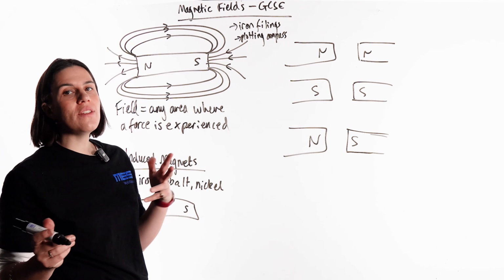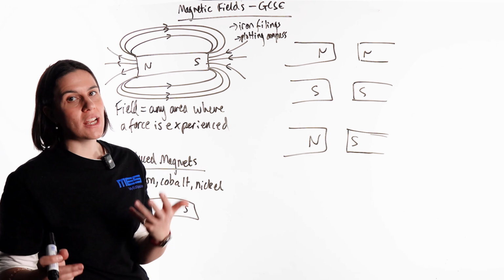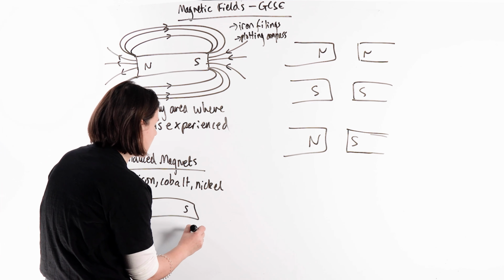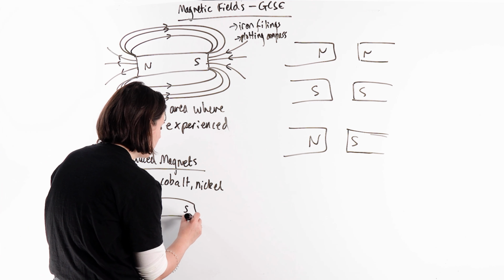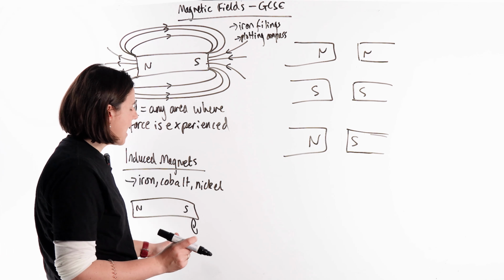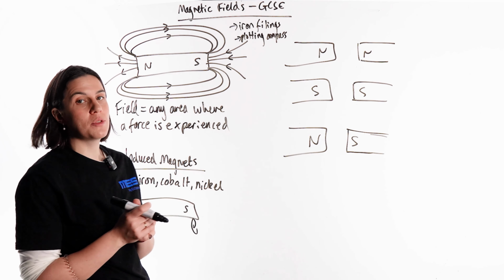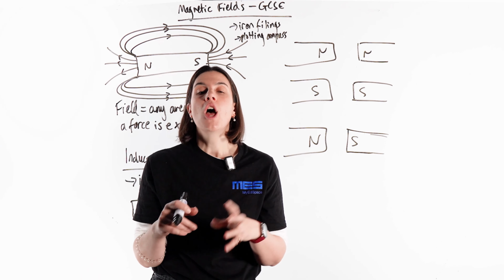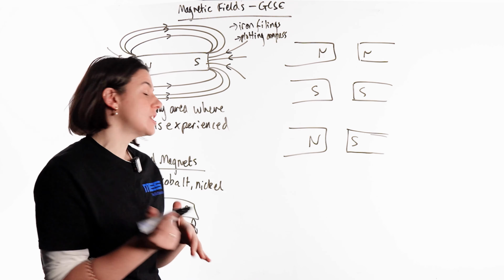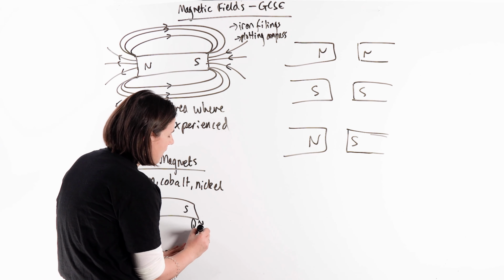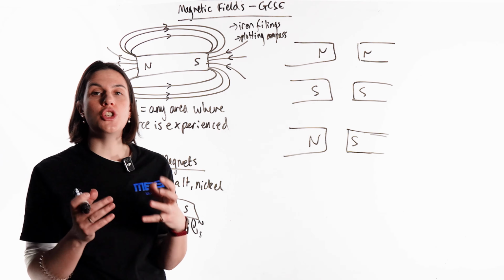Now, the way that these guys become magnetised is they become what we call induced magnets. So if I've got, let's say, an iron paperclip, and I put it in the magnet's magnetic field, it's going to cause my paperclip to become what we call an induced magnet. So it becomes a mini magnet all of its own. So if it's attracted to the south end, it'll get a little north here and a little south here. It becomes an induced magnet.